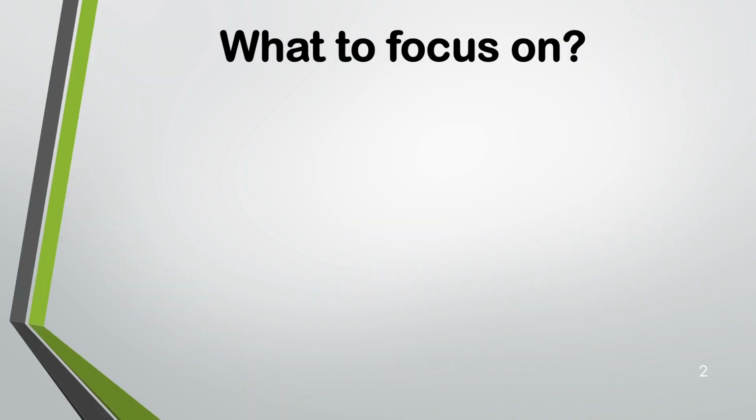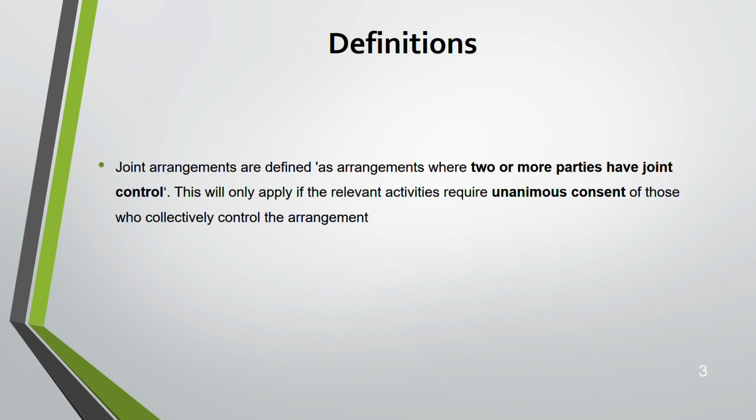Now, here we are going to go through what is joint arrangement. In joint arrangement there are two types. One is known as joint operation, one is joint venture. These two are different and the way you account for these two are going to be different. So it starts like this and you need to memorize this definition.